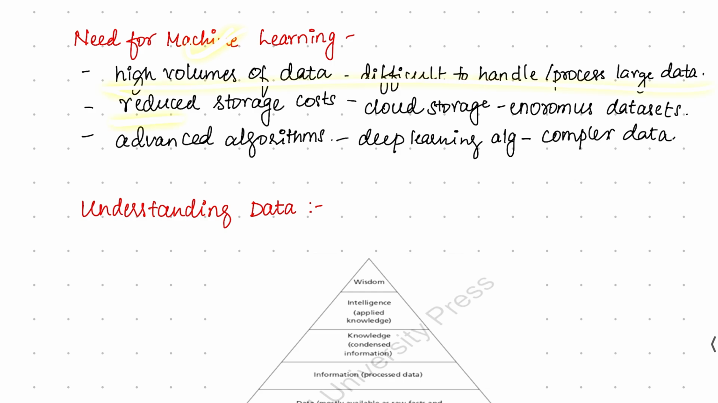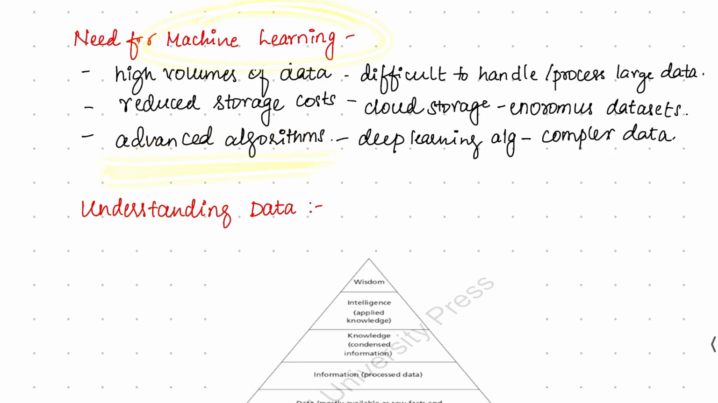Next we have reduced storage costs. Earlier we had to store the data in hard drives, in physical medium, right? But nowadays it has all shifted to cloud storage. Cloud storage and data centers have become more affordable now, so organizations are creating enormous data sets. This affordability makes it very practical to collect the data, store the data and analyze the data on a very large scale. That's why we need machine learning.